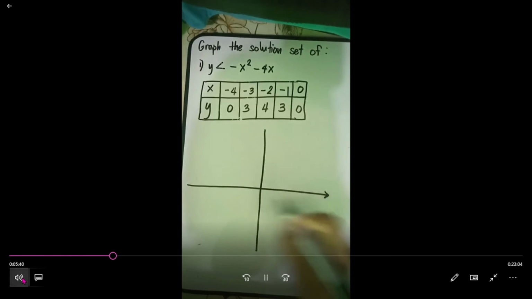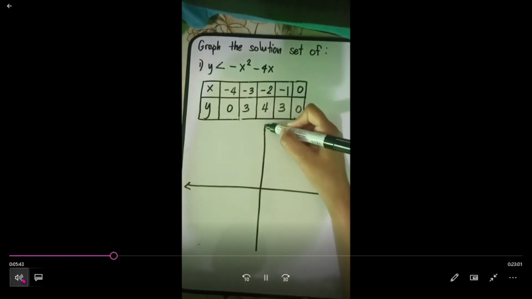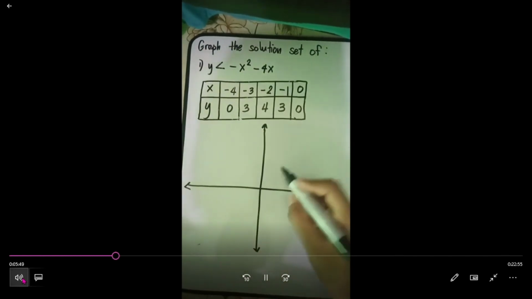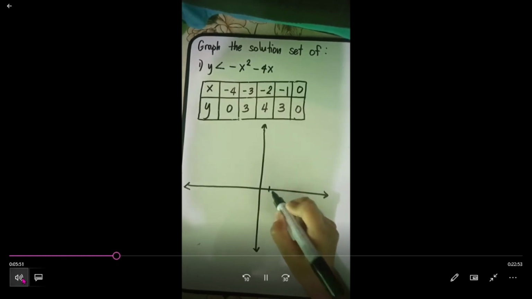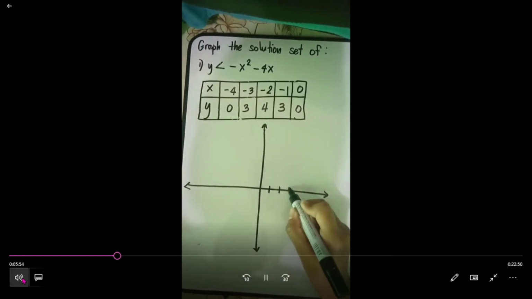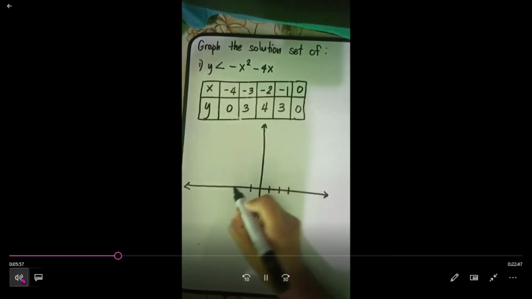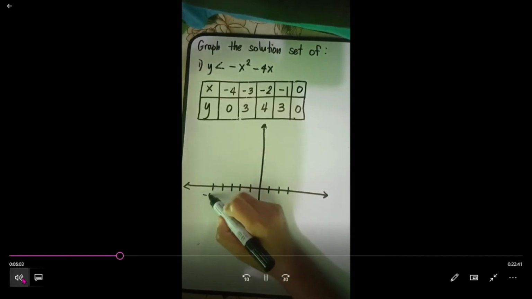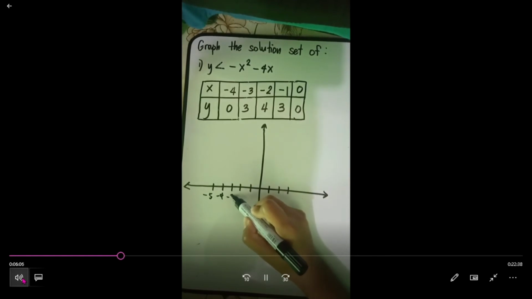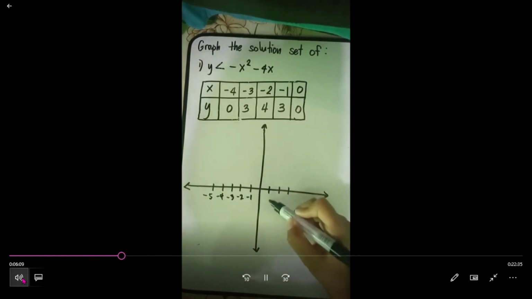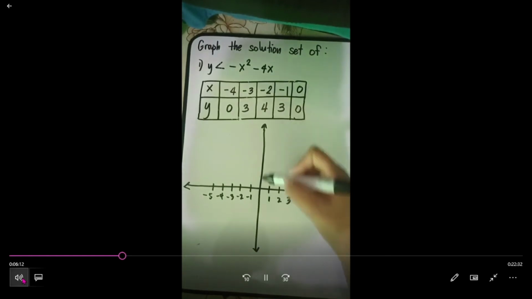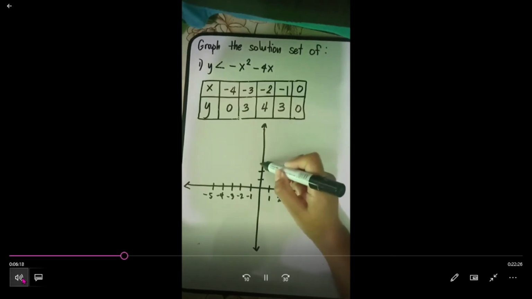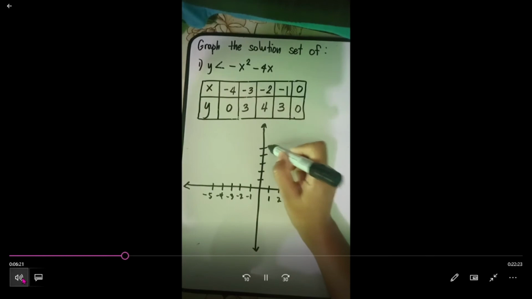Okay. So, this will be our x-axis. Then, this one is our y. Okay? So, let us have this as 1, 2, 3. We have 1, 2, 3, 4, 5. So, we have -5, -4, -3, -2, -1. Of course, this is 0, 1, 2, 3. Tapos sa y-axis natin, let us have 1, 2, 3, 4, 5.